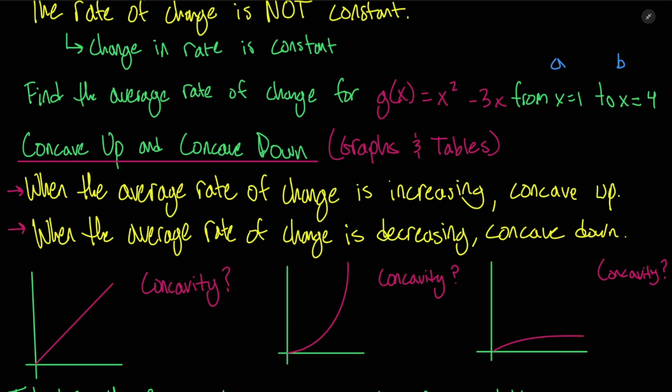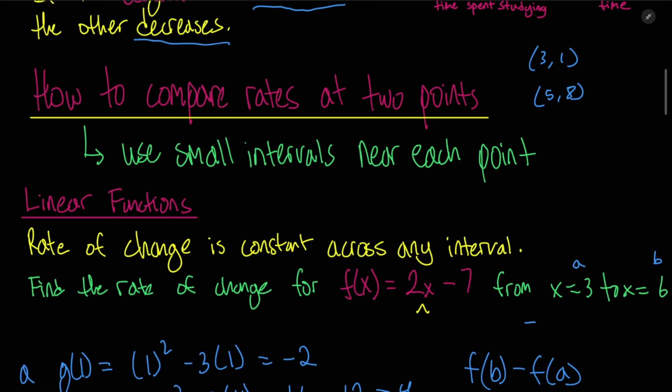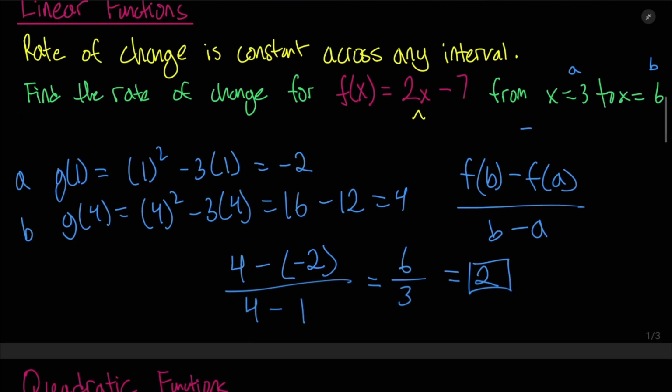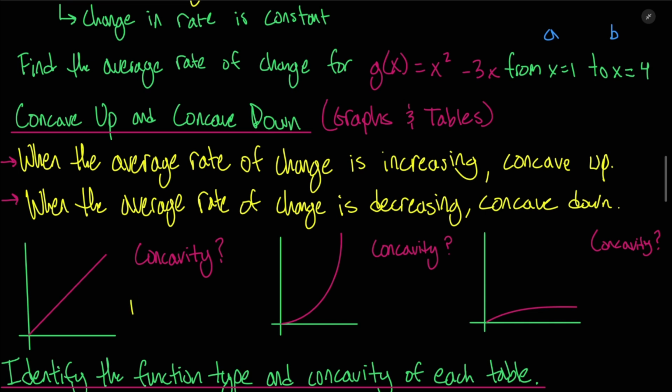So let's look at the first graph over here. We have a linear graph. Is the average rate of change increasing or decreasing? Well, this is the linear graph. The graph is just a straight line. And we know from linear functions that the rate of change is constant over any interval. So the rate of change is not going to be increasing or decreasing. So this actually has no concavity.